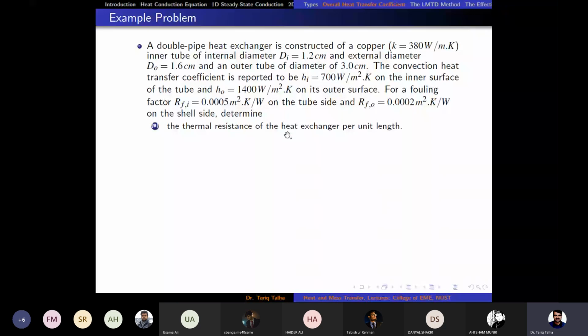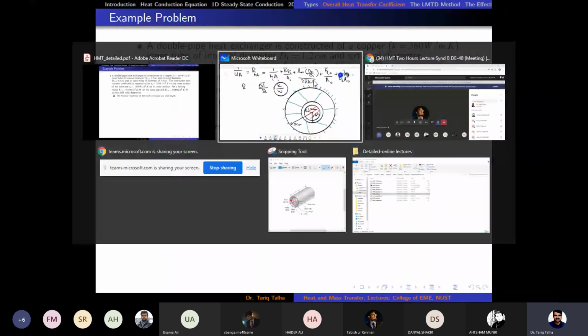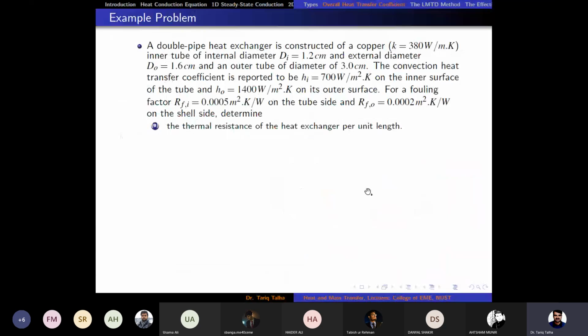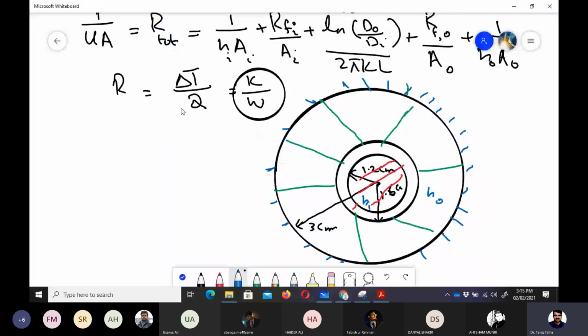The convection coefficient is given, reported as Hi. It means that inside this pipe it would be Hi, and here it would be Ho, because one fluid is going here and one fluid is going inside the pipe. And for the fouling factor, fouling factors are given on the tube side and on the shell side. This is the shell side, and this is the tube side, which is this. So those fouling factors are given.